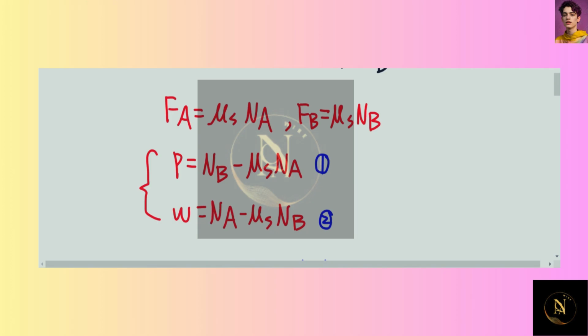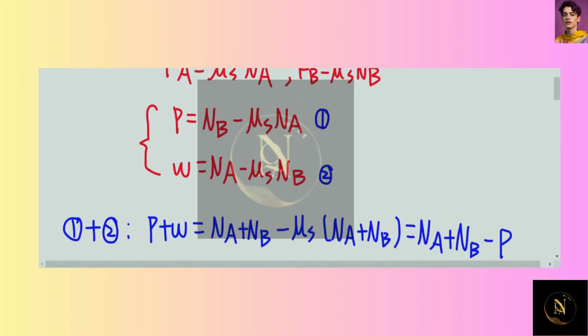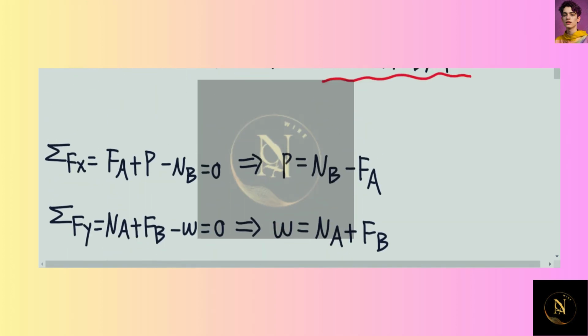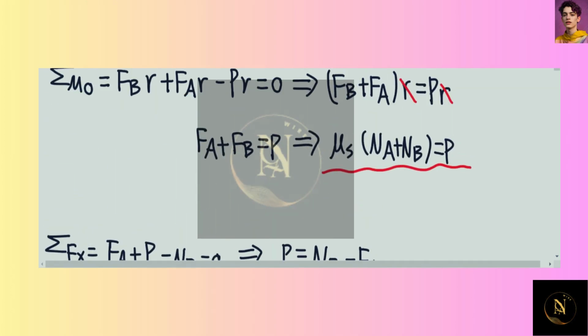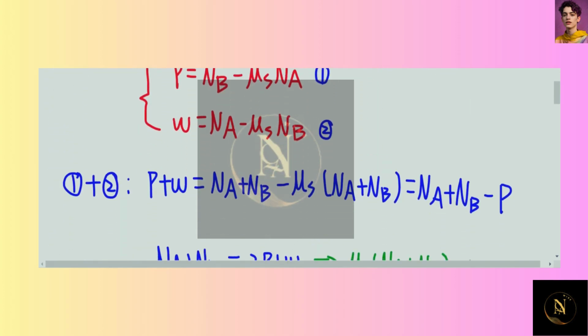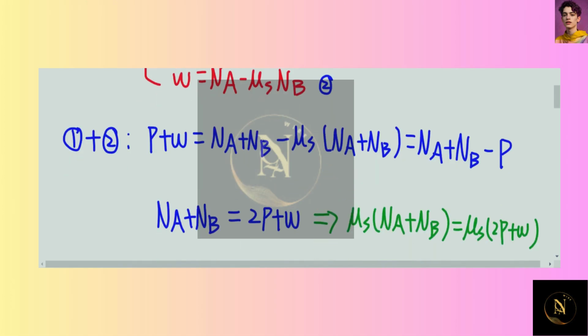So now let's add these two equations together, and this will give us 1 plus 2 is equal to P plus W, which is equal to NA plus NB minus mu S times (NA plus NB). And remember, mu S times (NA plus NB) is equal to P. So we have P plus W is equal to NA plus NB minus P. So now we have NA plus NB is actually equal to 2P plus W, since we can move the P to the left side.